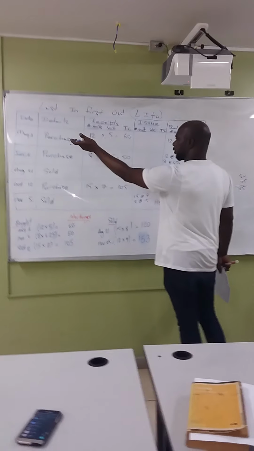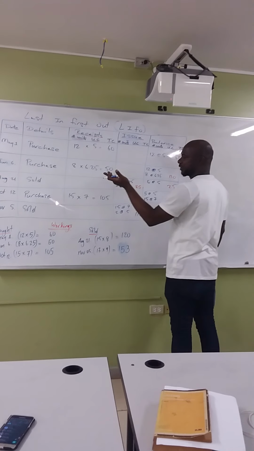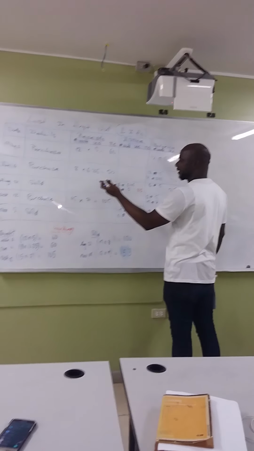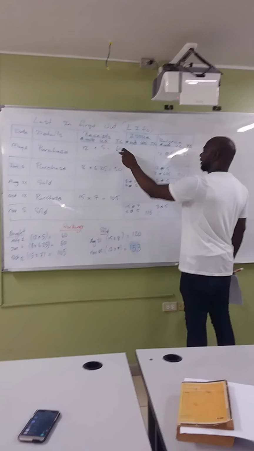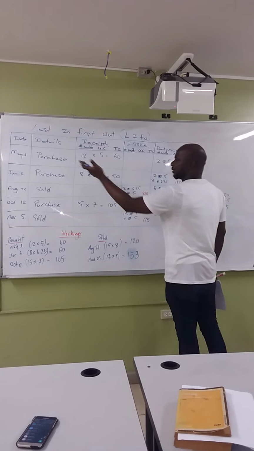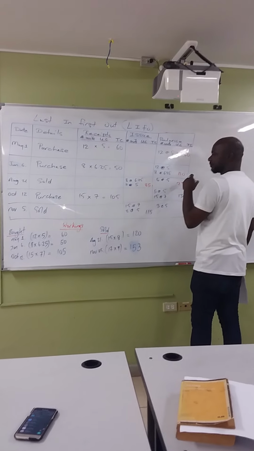Alright? So let's start off with our purchases again. Because nothing would have changed until you start selling them. When you start selling it. Alright, let's start off with your purchases. So it's the same thing there. 12 at 5, that gives 60. The next thing that happened was purchases again. So you see that it would have remained the same.